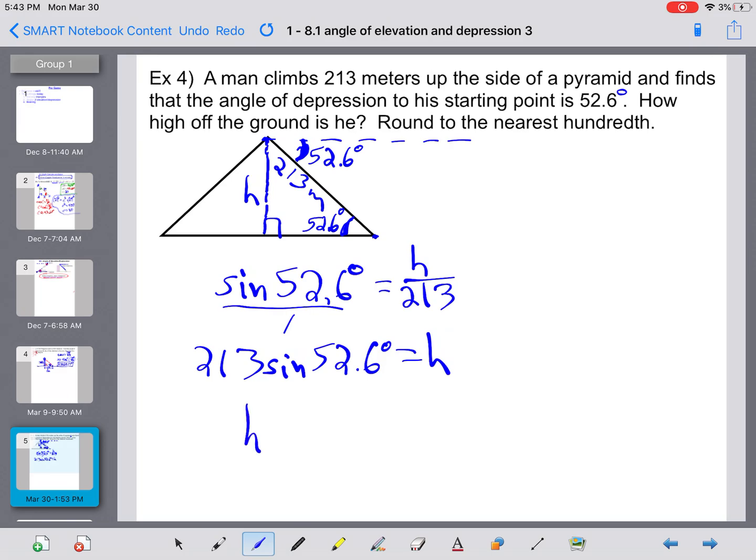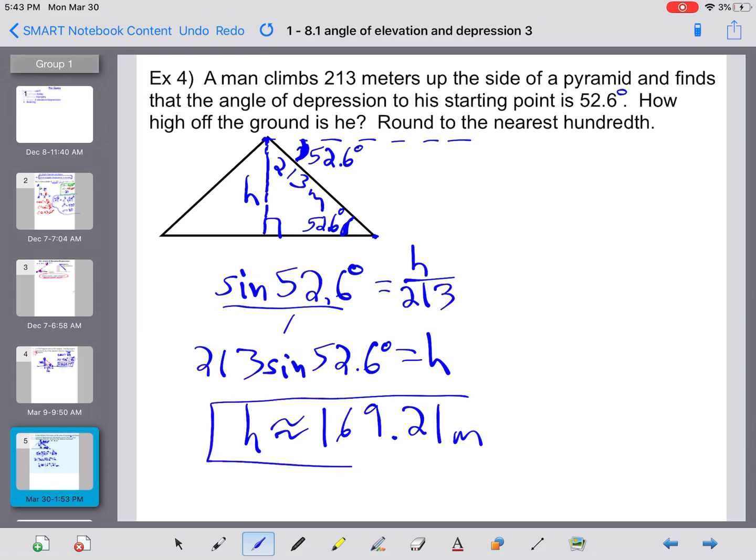Type in this left side exactly how you see it: 213 times sine of 52.6. And you should get 169.21. Now, not degrees here, meters. The original distance up the side was in meters, so his height is in meters. Okay? So that's a good application of our angle of elevation, angle of depression problems.